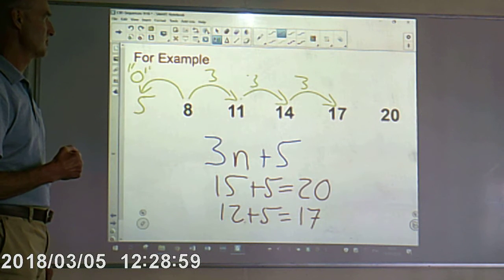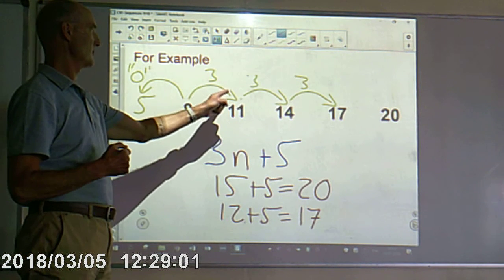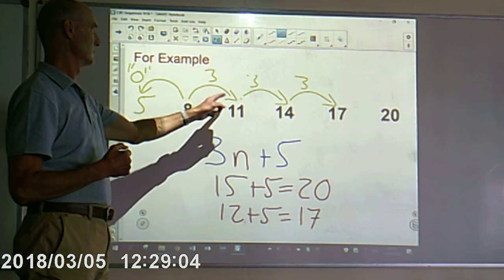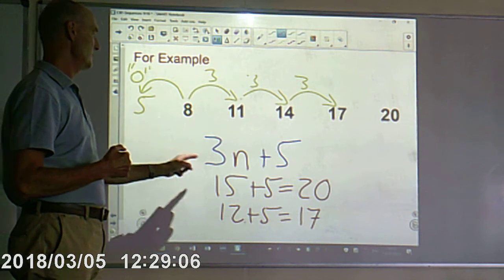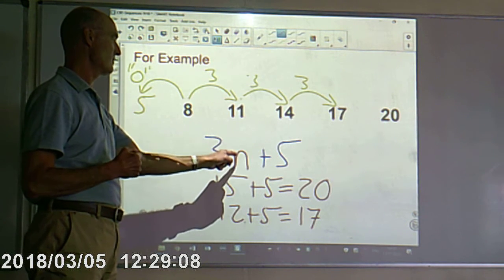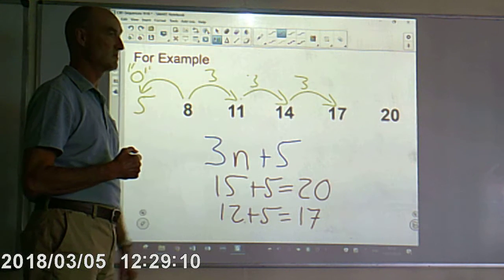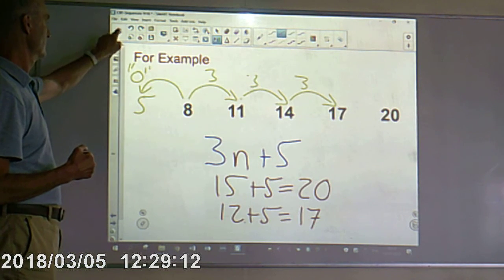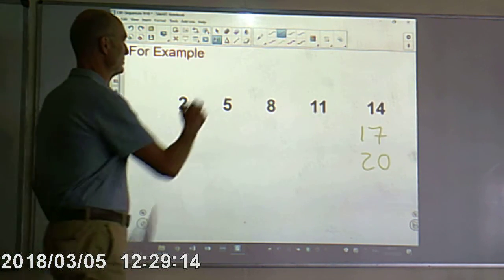Two numbers you need to grab hold of. You need to grab hold of that difference. You need to get your previous term, and then you need to bang in your n, get your n in there, and that gives you your nth term each time. Another example.